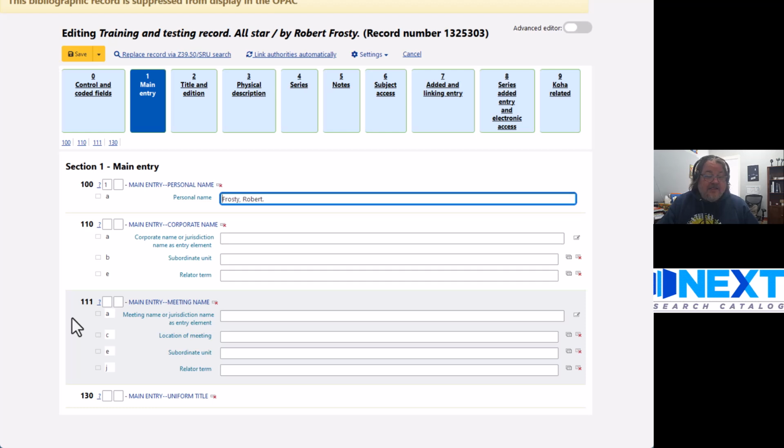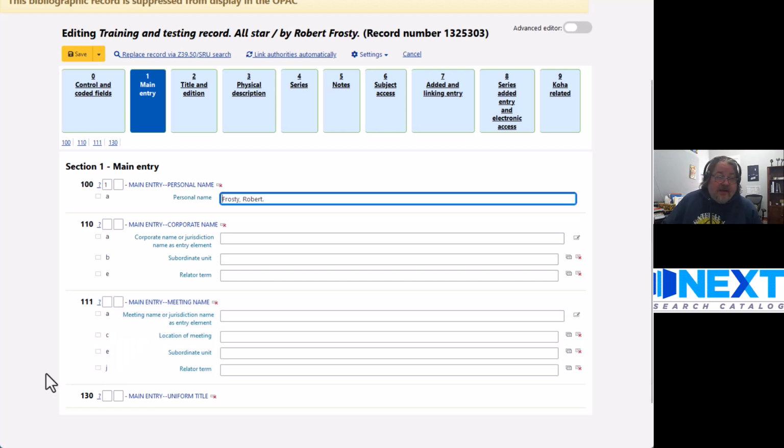And then lastly is main entry uniform title, and that's where a work is so common that it's known by its title as the main entry rather than by a personal name of the author. An example of that might be, I think, the 1933 version of King Kong, which uses King Kong 1933 film as the uniform title.